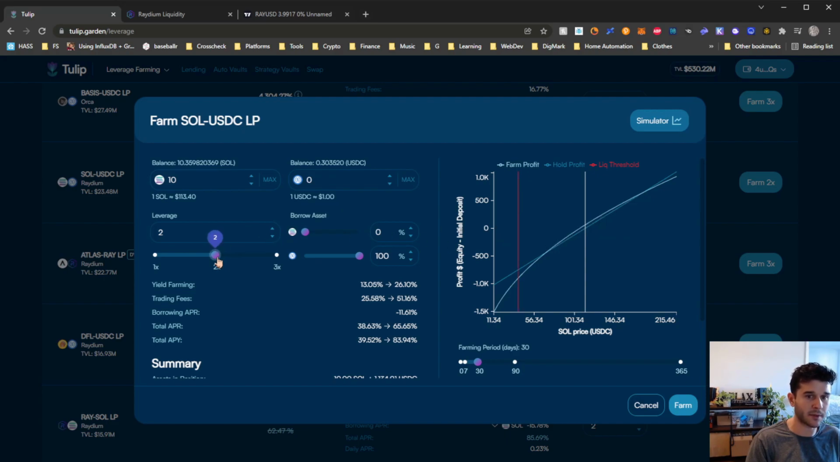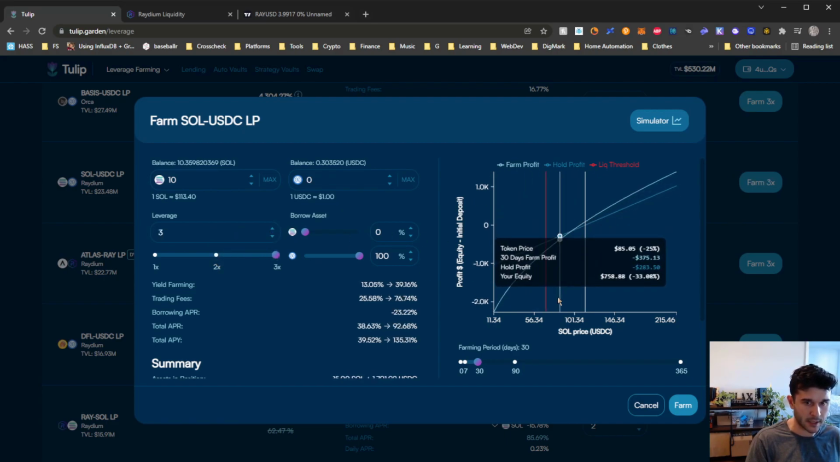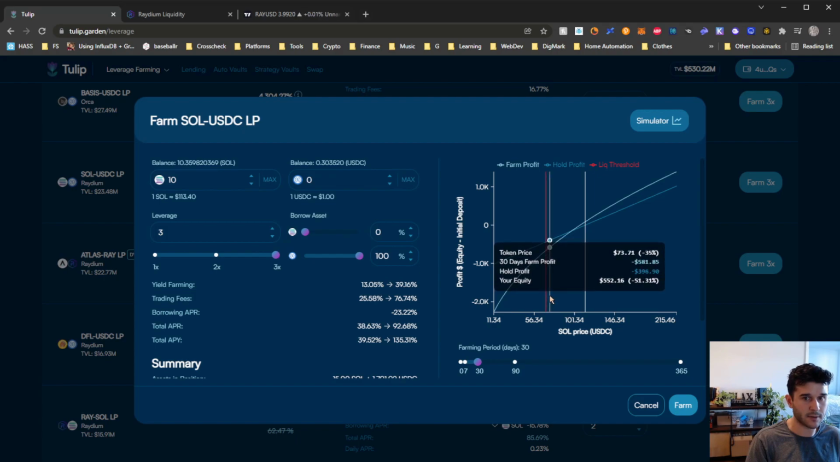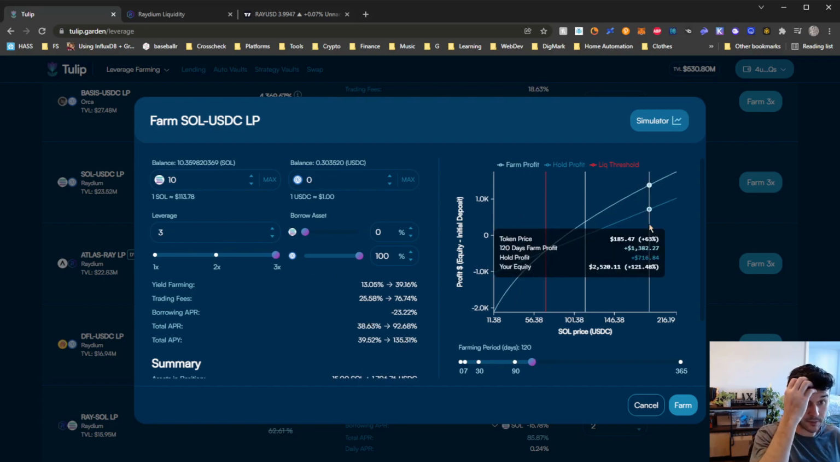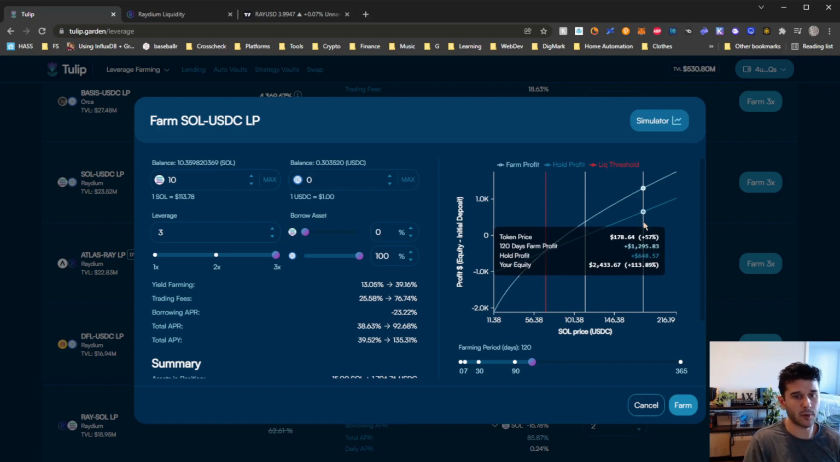If we go up to 3x leverage, that jumps up to about $69, $70. So quite a bit. Our yield does go from 84 to 135. Now, because we are paired with a stablecoin, we will be exposed to impermanent loss.